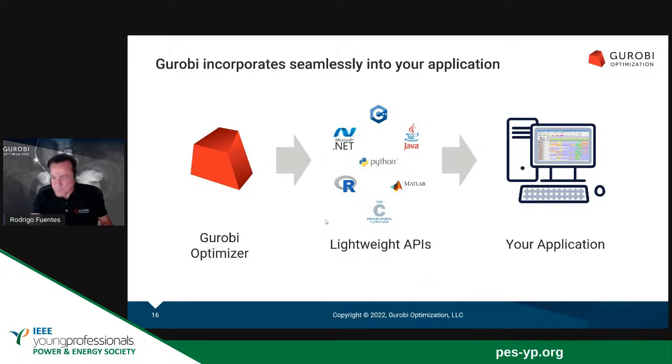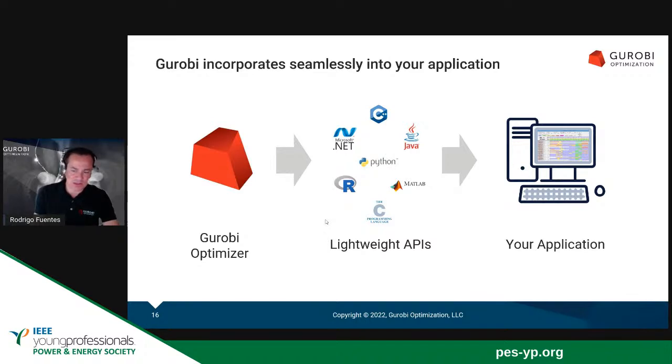Gurobi, as I said a few minutes ago, is a high performance library written in C, right? But around the library, we have lightweight APIs. So if you prefer to use a different programming language, C++, C#, Java, Python, R, MATLAB, or C, you can do that, and we support those APIs. I would say that nowadays, most of the uses I see of our APIs lean towards Python. Python is a great language. It's very quick to learn.